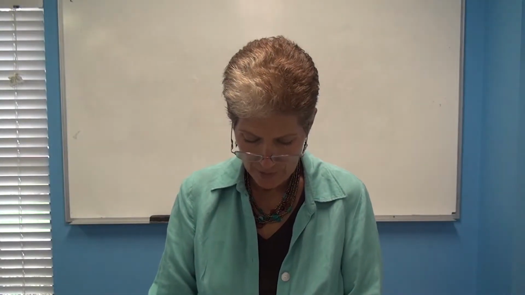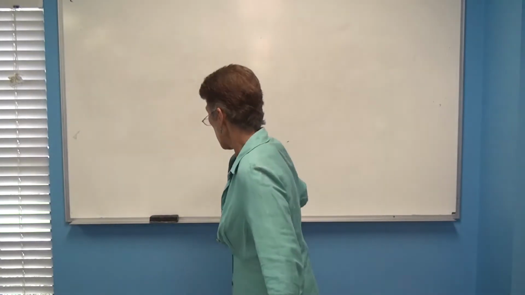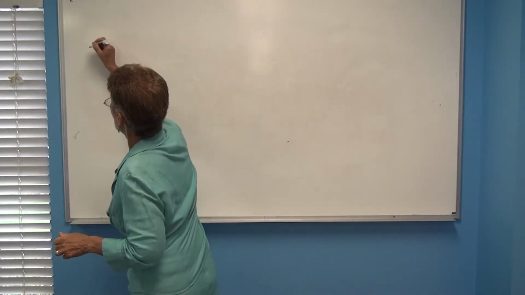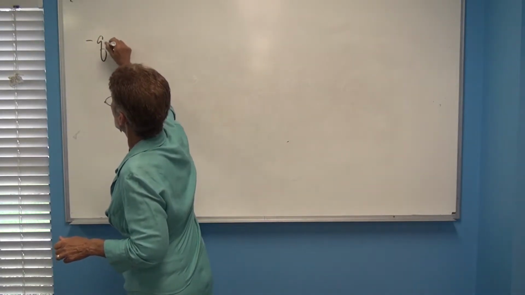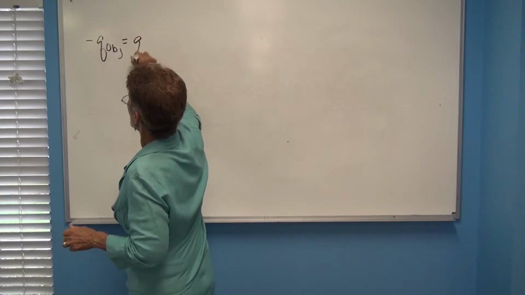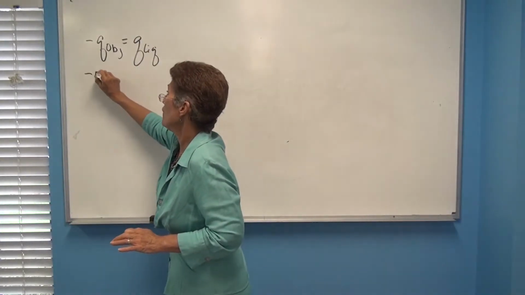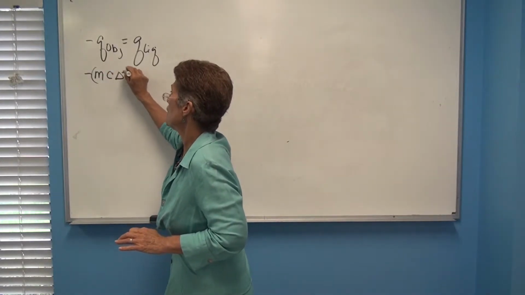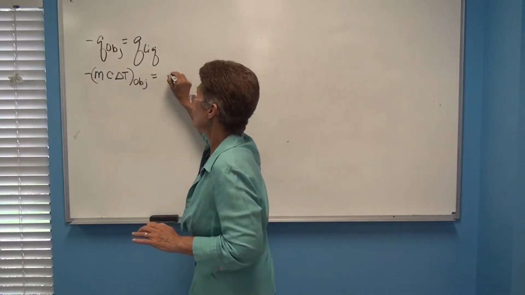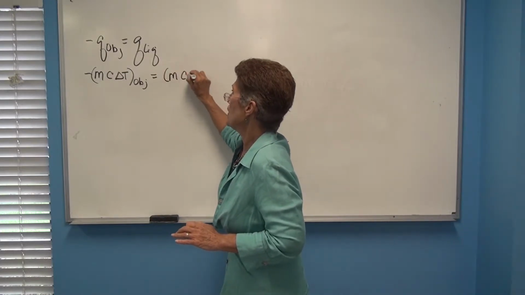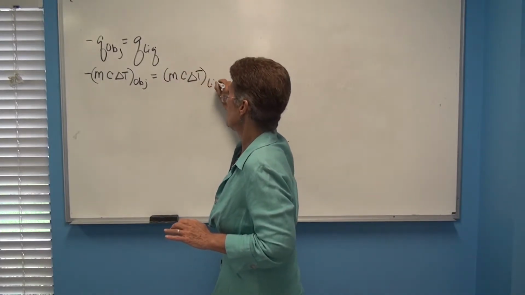All right, number 9. A 125 gram sample of metal is heated to 100 degrees and placed in a calorimeter that contains 250 grams of water. The temperature rises. What is the specific heat of the metal? Ignore the calorimeter. And so we have negative Q of the object equals the Q of the liquid. So it's negative mC delta T of the object equals mC delta T of the liquid.